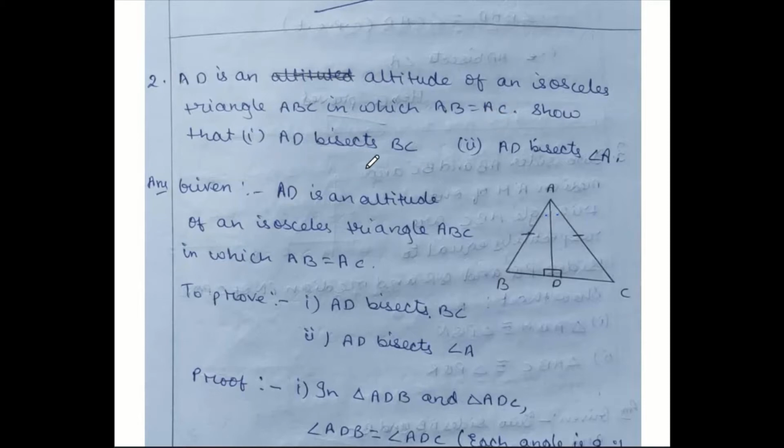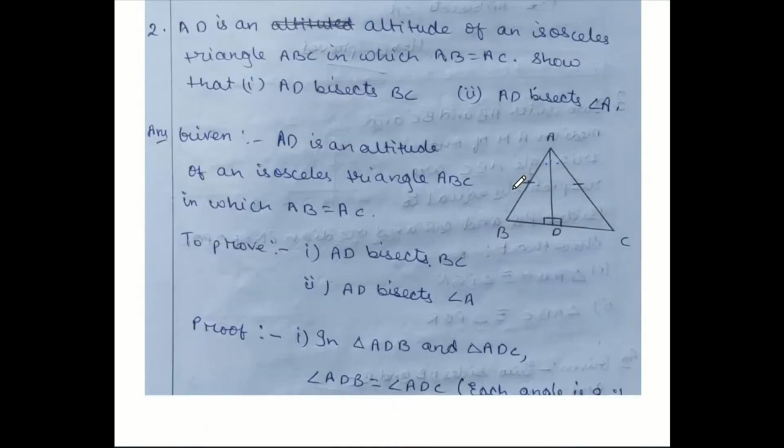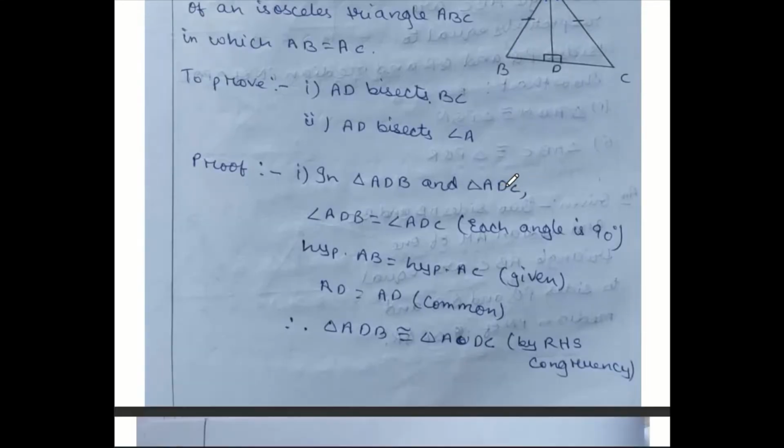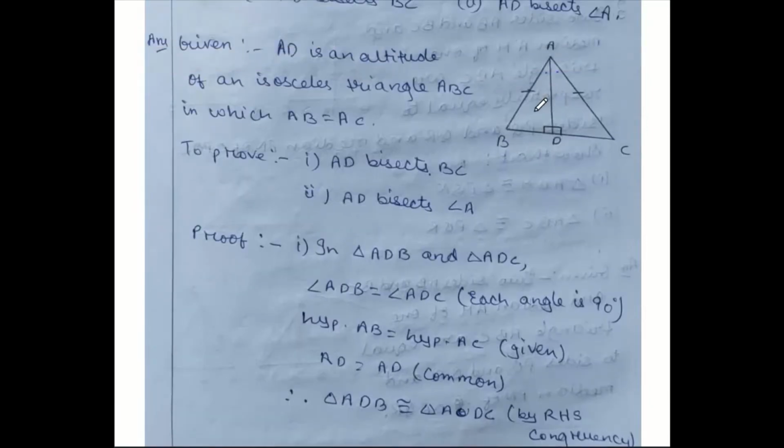To prove: 1. AD bisects BC. 2. AD bisects angle A. Now to prove this, we can select this side triangle and this side triangle, that is ADB and ADC. We can make them congruent. Most possibly we will try for RHS congruency, because for both the triangles these two angles are 90 each. The side opposite 90 is called the hypotenuse. Here also the side opposite 90 is the hypotenuse. Both are already given equal, and AD is the common side.